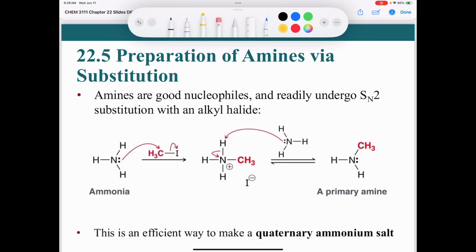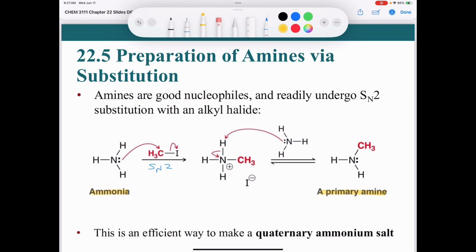All right, ammonia, which you see here, is a very good nucleophile, and it's readily going to undergo alkylation when you treat it with an alkyl halide. So here we have iodomethane, or methyl iodide, either way is fine, which is one of the most powerful electrophiles there is. So we have nucleophile, electrophile, and you see an SN2 reaction occurs, and then we end up with this methyl ammonium ion, and then another molecule of ammonia comes in and does a proton transfer, and we converted our ammonia into a primary amine.